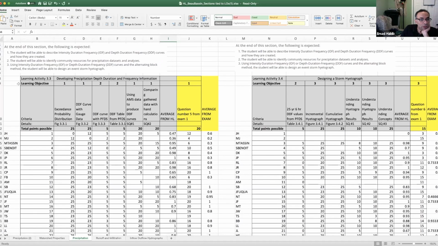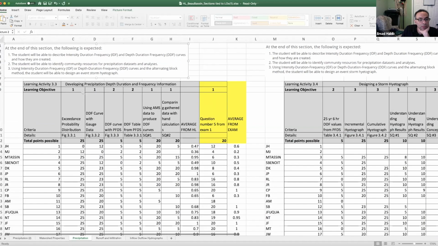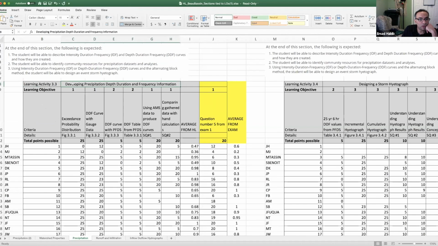What we laid out here, I said, okay, I'm going to take one learning activity or one section. So this was one section from one of our modules, learning activity 3.3. It deals with developing precipitation depth, duration, and frequency information. And I laid down the criteria that I had in the rubric. That's what I wrote in the rubric. And then I looked at what the students need to submit for me to grade: a summary question, a table, a figure, a discussion, what have you.